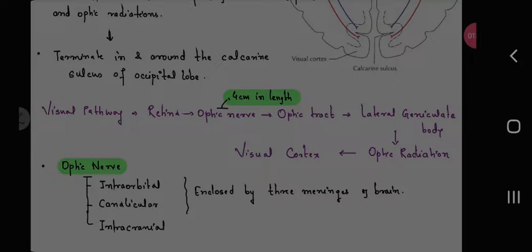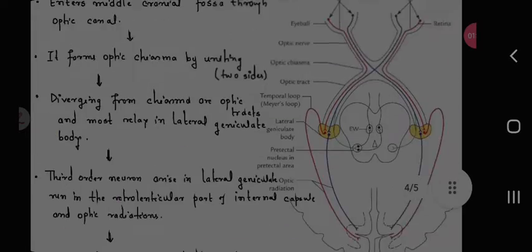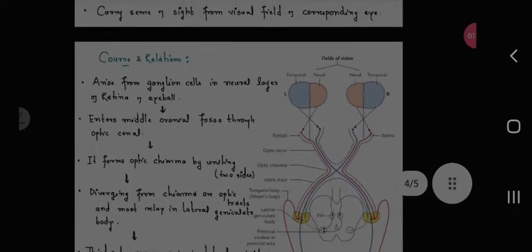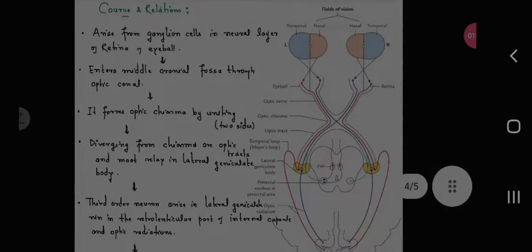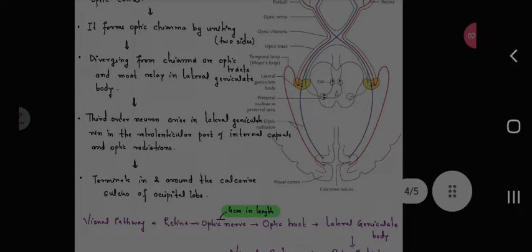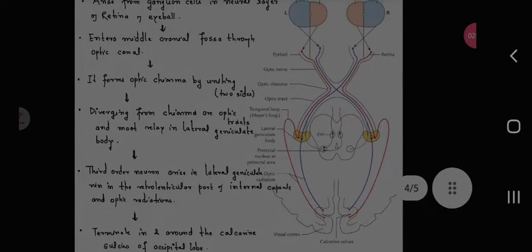Optic nerve: intraorbital, canalicular, intracranial, enclosed by three meninges of the brain. So here you can see the field of vision, nasal and temporal, left and right, retina, eyeball, optic nerve, optic chiasm, optic tract, temporal loop, Meyer's loop, lateral geniculate body, pretectal nucleus in the pretectal area, optic radiation, calcarine sulcus.